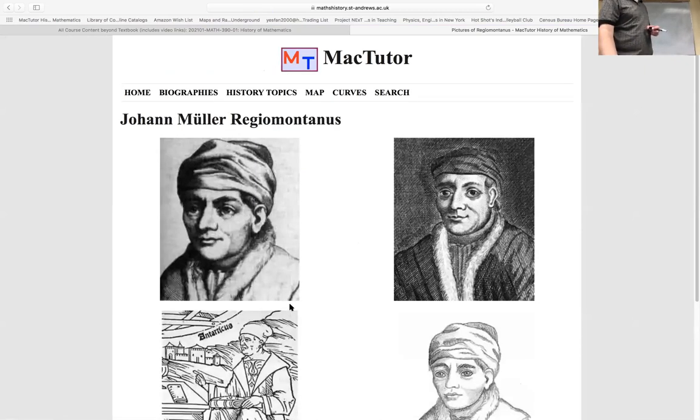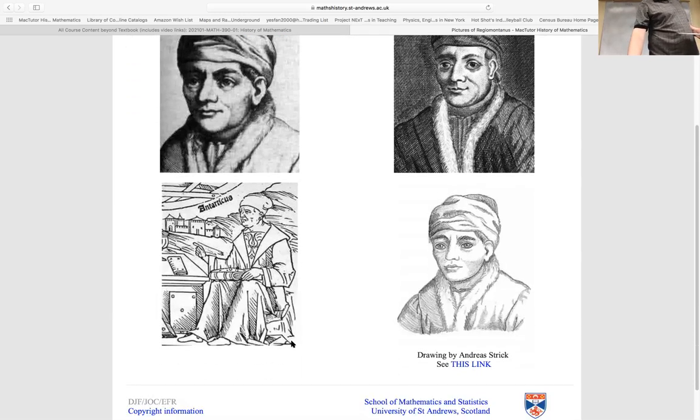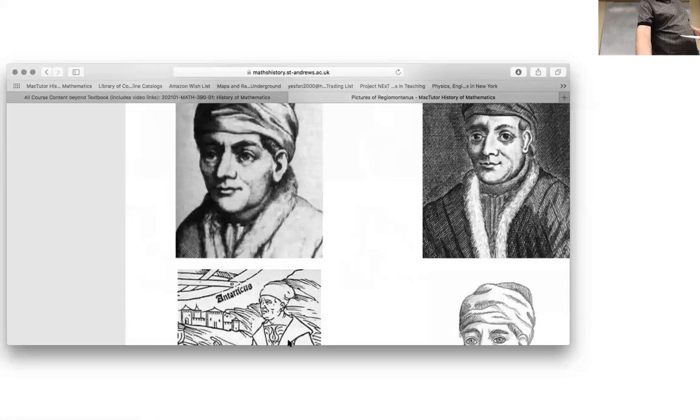Regiomontanus. This is an example of a Latinization of a name. His name was Johannes Müller, sometimes called Johann Müller. He worked in 1463, and he wrote some things about triangles. There he is. We can see someone, which is always a nice thing. All right.